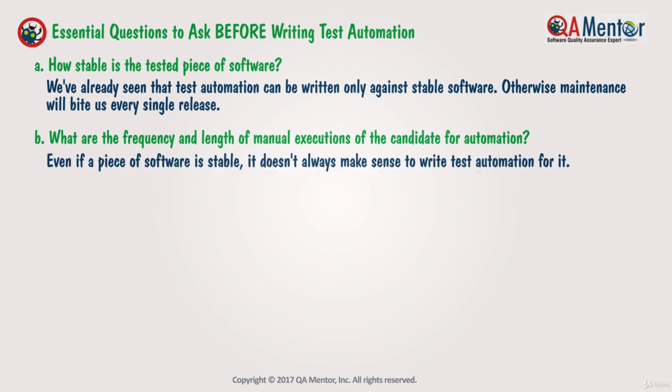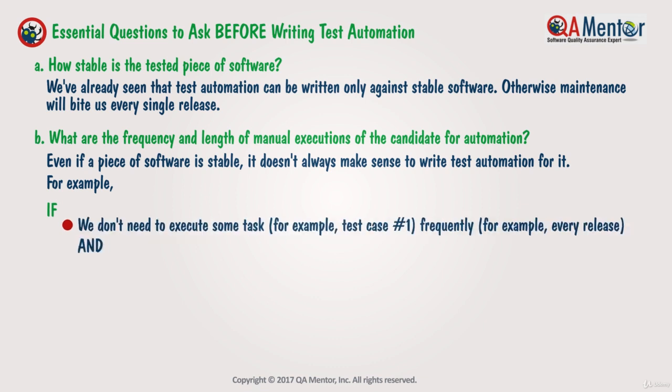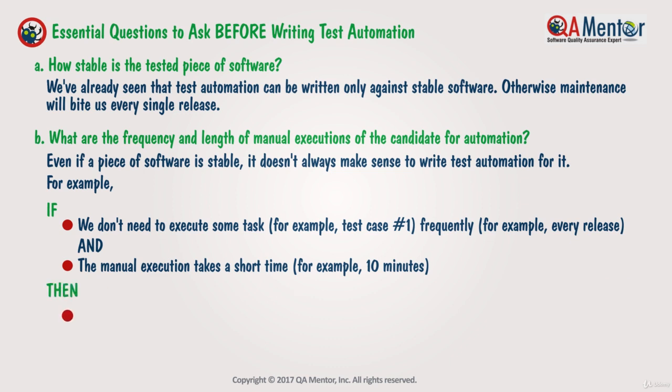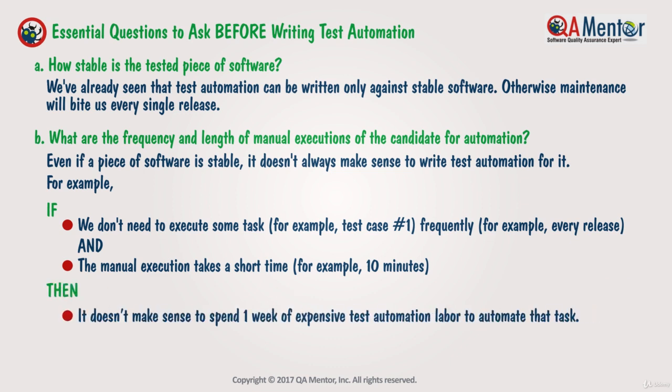B. What are the frequency and length of manual executions of the candidate for automation? Even if a piece of software is stable, it doesn't always make sense to write test automation for it. For example, if we don't need to execute some task, for example, test case number 1, frequently, for example, every release, and the manual execution takes a short time, for example, 10 minutes, then it doesn't make sense to spend 1 week of expensive test automation labor to automate that task.